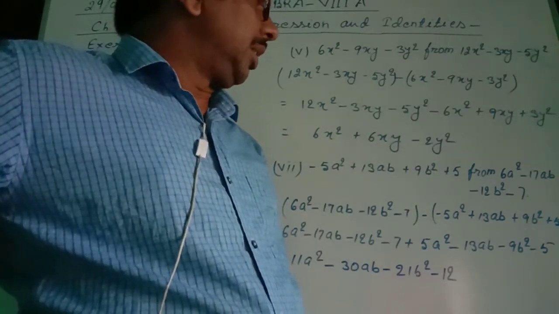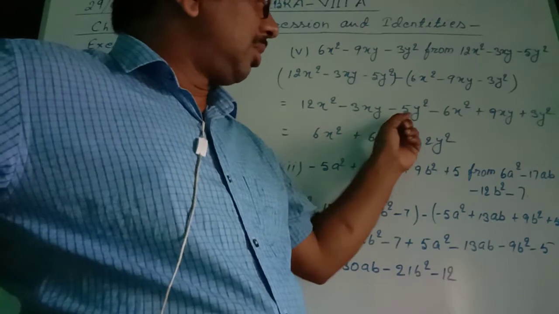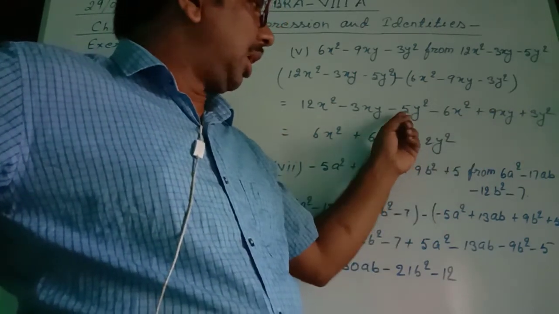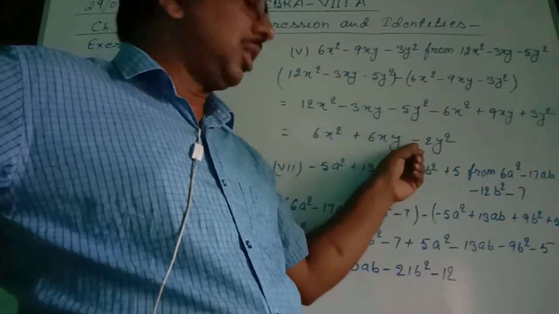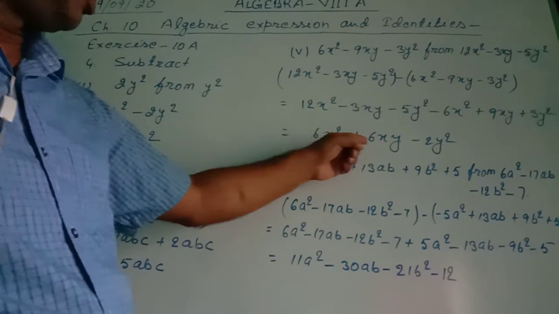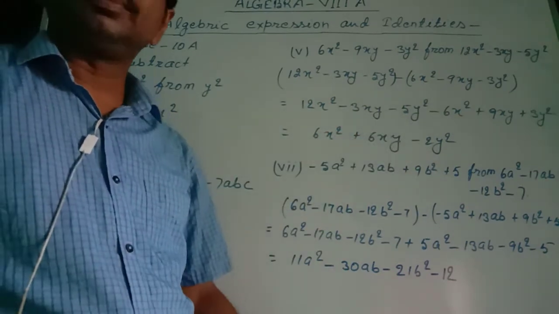Now about the sign. We decide about the greater term, 5y square is greater, 3y square is smaller. And greater term has the minus sign, so minus will come here. So answer became 6x square plus 6xy minus 2y square.